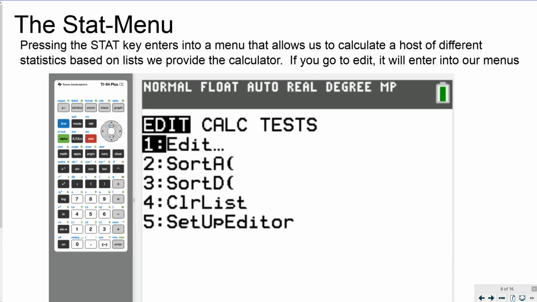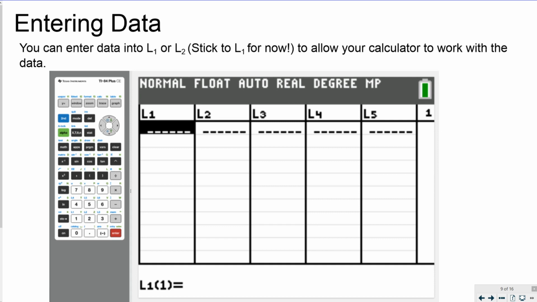So right here, I'm in the edit key, and then I would push 1 and go to edit. Just checking my scroll, I don't have anything down there. You can enter data into L1 or L2, and we're going to stick with putting data in L1 for now to allow your calculator to work with that data. So every time you enter a new piece of data, you'd write like 72, and then you would hit enter, and then you would hit like 65 and hit enter. And every time you do that, you're entering a new piece of data. And you have to enter all the pieces of data that you have. So if you have like 20 different pieces of data, you have to enter all 20 numbers.